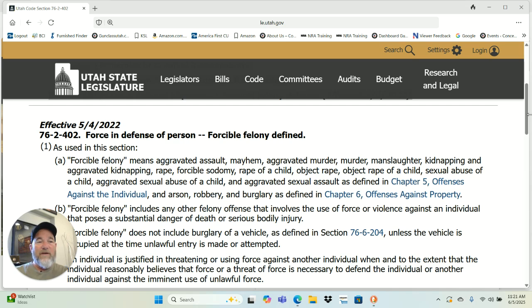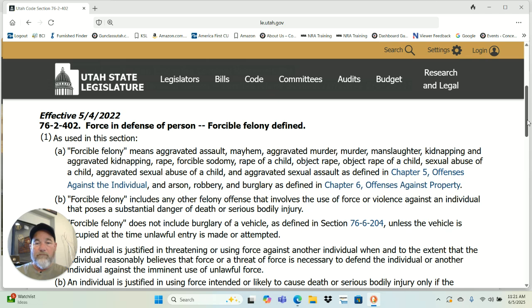Force in defense of a person and forcible felonies defined. As used in this section, the following are forcible felonies: aggravated assault, mayhem, aggravated murder, manslaughter, kidnapping, aggravated kidnapping, rape, forcible sodomy, rape of a child, object rape of a child, sexual abuse of a child, aggravated sexual abuse of a child, aggravated sexual assault, arson, robbery, and burglary.